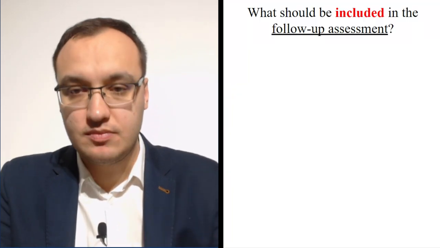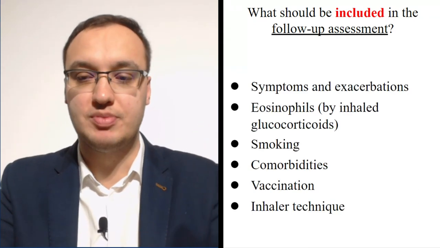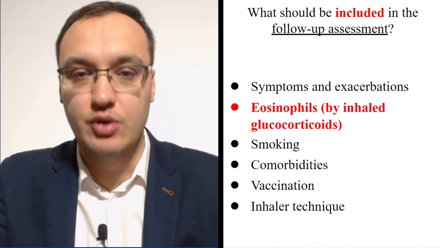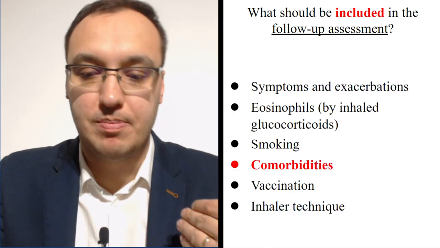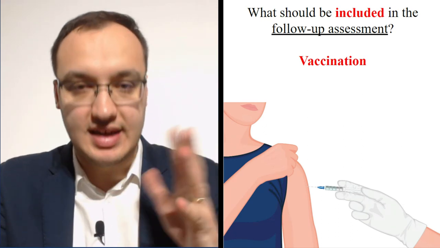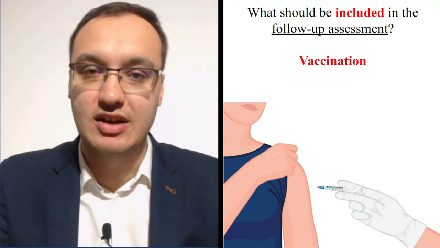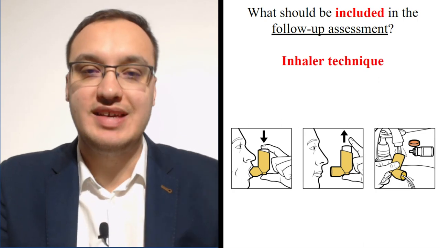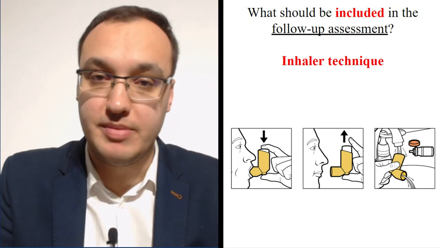Okay, quick summary now. What should be included in the follow-up assessment? So patient coming in, what should I take into consideration? Symptoms and exacerbations: I ask about the exacerbations, how many per year, what type of symptoms, eosinophil counts if the patient is inhaling glucocorticoids, then smoking. Please look at the comorbidities of the patient. Please ask about vaccination. The patient needs to take vaccinations every year for influenza especially, and if the patient is 65, then please add a pneumococcal vaccination. Inhaler techniques: always try to teach the patient the proper inhaler technique, because that's the most important thing. Otherwise, the medication will not work.